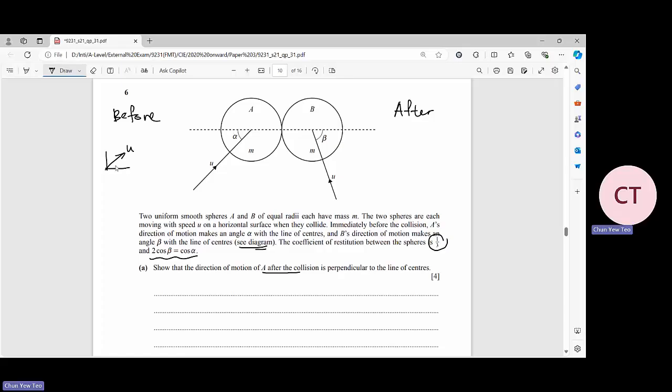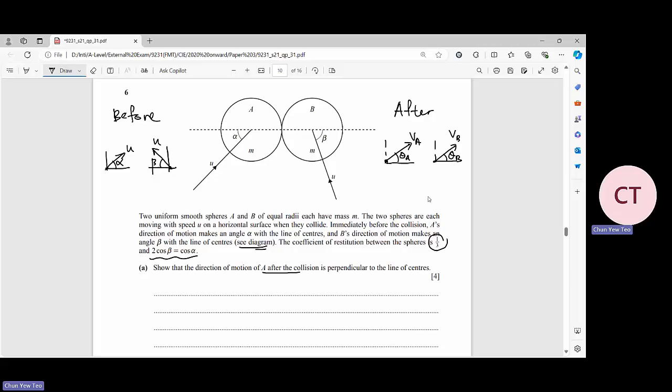This is the U, this is the alpha. Then this is the beta. This is also the U. Before and after. Before. Then after, I will assume that they are moving in this direction, where this angle, I call it theta A, and the speed is VA, and this one is VB, and the angle is theta B.